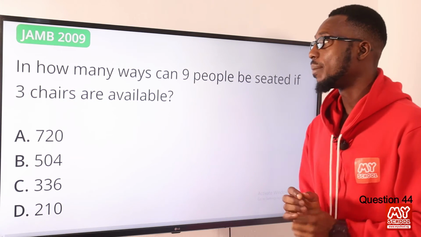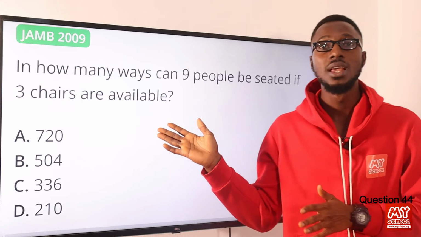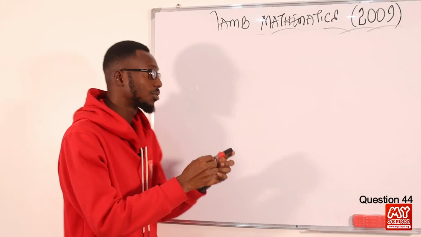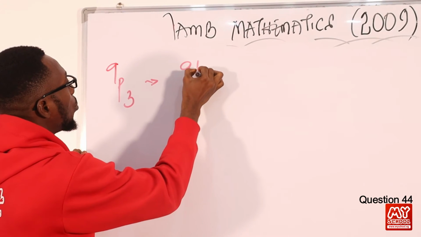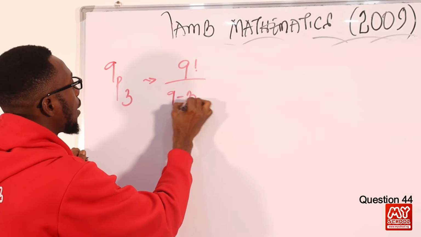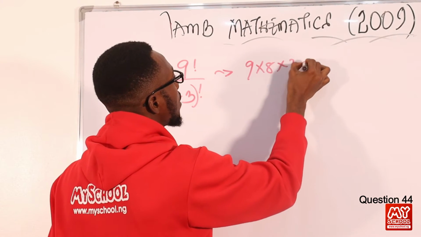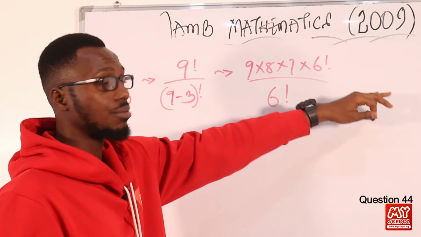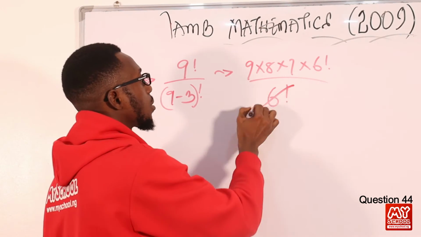44. In how many ways can 9 people be seated if 3 chairs are available? So this is talking about permutation, arrangement. Combination is about selection. All right, so we have 9 people, we have 3 chairs. So that will be 9 factorial over 9 minus 3 factorial. Basically I'm talking about 9 times 8 times 7 times 6 factorial over 9 minus 3, that is 6 factorial. You can still decide to write out all of the values, but I just do this to shortcut or save time.